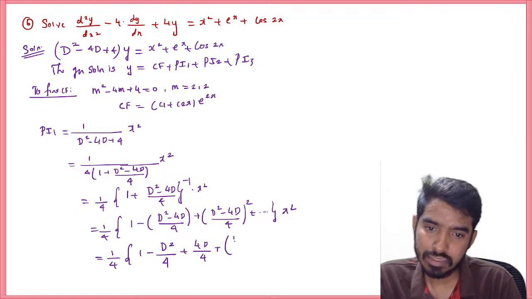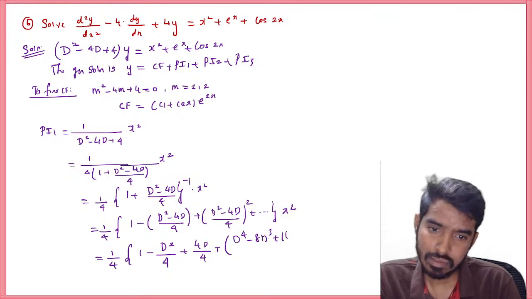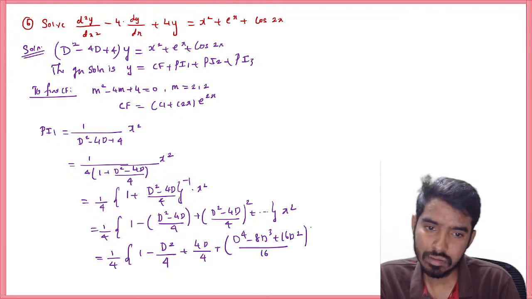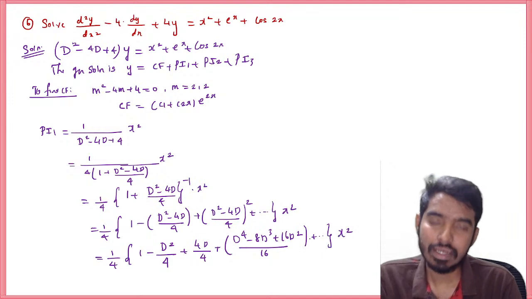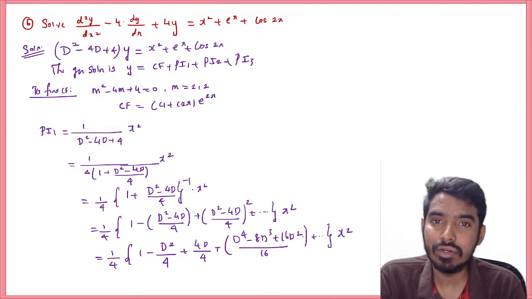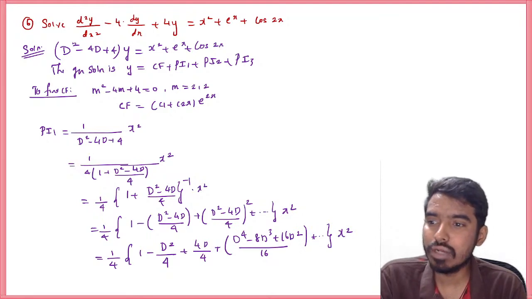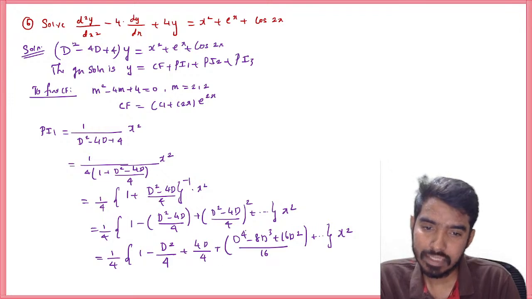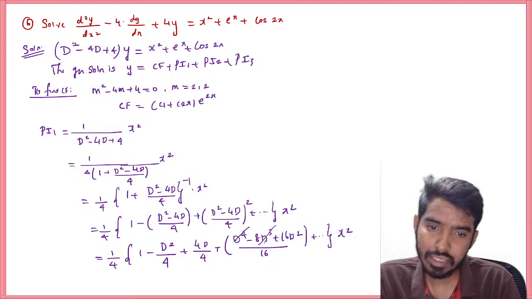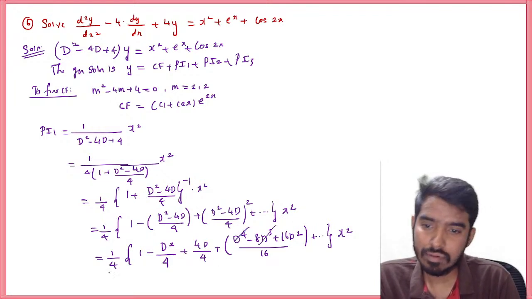Here the first term is a square minus 2ab plus b square divided by 4 square, which is 16. And I'm omitting all the terms because they are of order greater than or equal to d cube. D is 2x, d square is 2. So d cube, d power 4, all terms are 0. So that means I can cancel this d power 4 and d cube. So d square we will have the value.